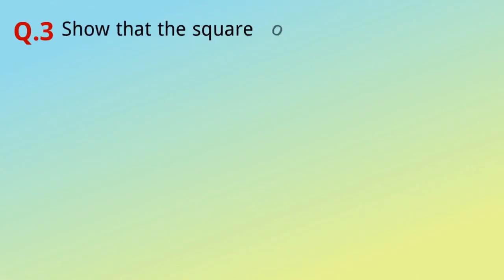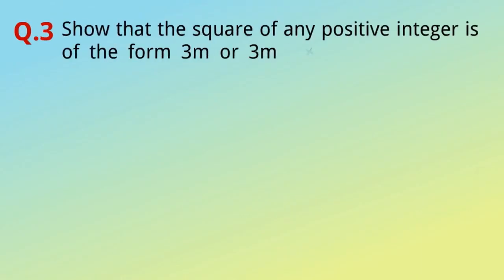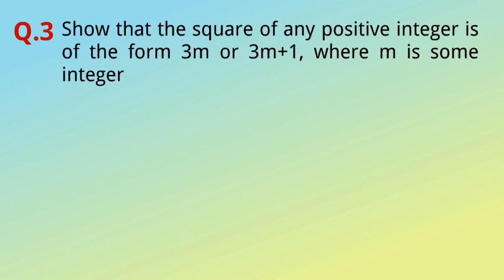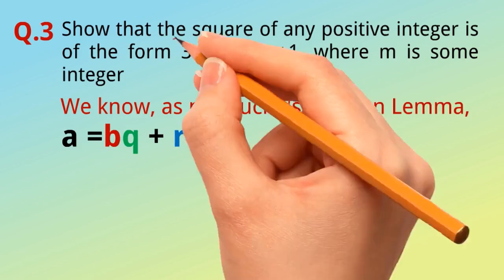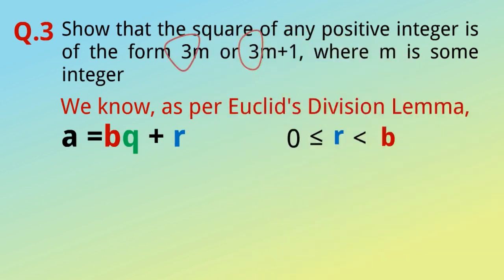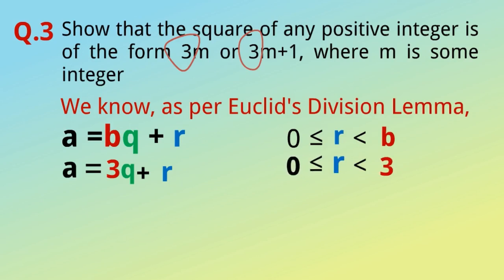Show that the square of any positive integer is of the form 3m or 3m plus 1, where m is some integer. We know as per Euclid's Division Lemma, a is equal to bq plus r, where r is greater than or equal to 0 but less than b. Here, what is 3? 3 is the divisor. So a is equal to 3q plus r, and as per Euclid's Division Lemma, the remainder r is greater than or equal to 0 but less than 3. So three values are possible: 0, 1 and 2.